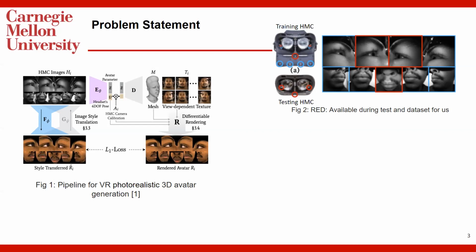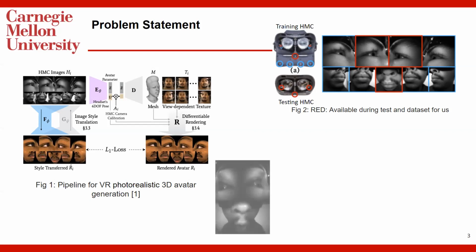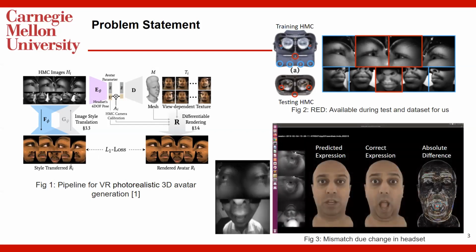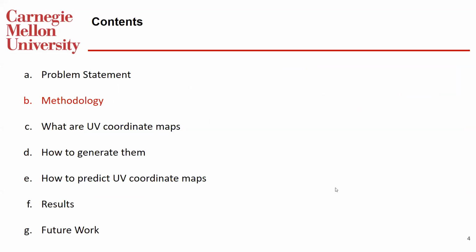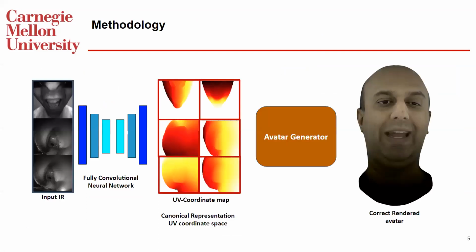The system with 9 captures can find correspondences to give good and realistic expressions, but during inference, we only have 3 views and no correspondences. This system is also not robust to variation of input caused by factors such as different camera positions, different VR headsets, and illumination changes. Any such changes create a lot of problems for our system to predict the correct avatar. As we can see, there is a huge mismatch in the predicted and the correct expression. So let's see the methodology which we want to use to solve this.